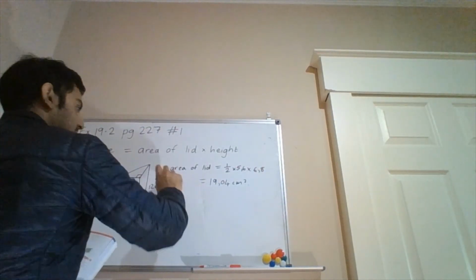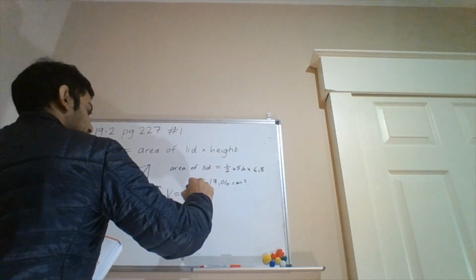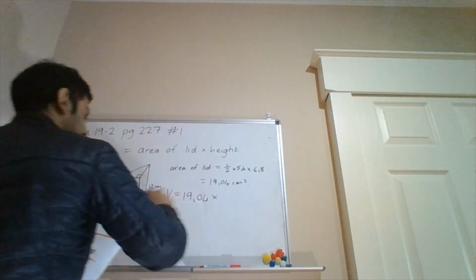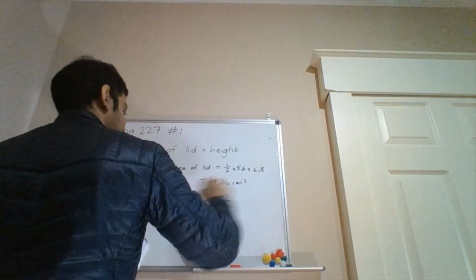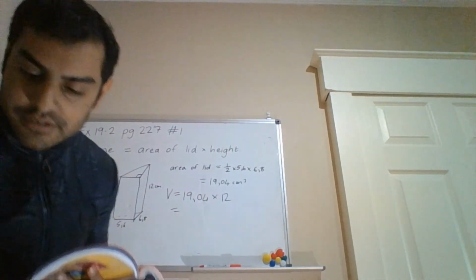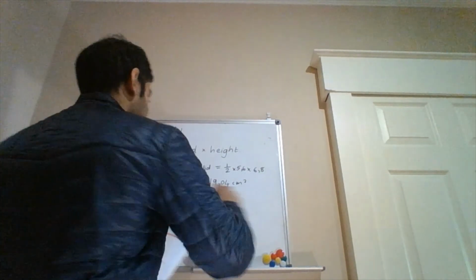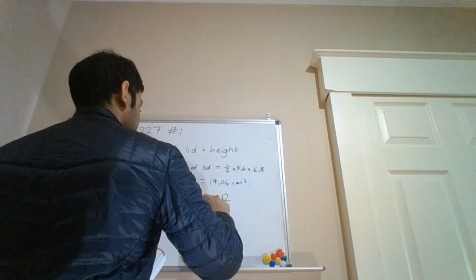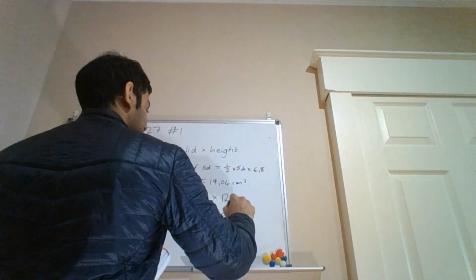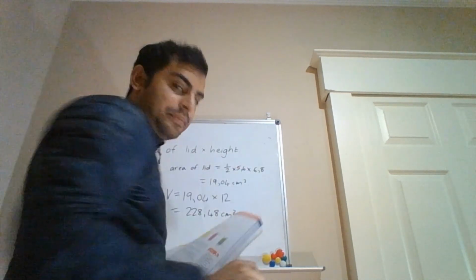So our volume is going to be the area of the lid, 19.04, times the height, which is 12. That gives us 228.48. And our unit is centimeters cubed.